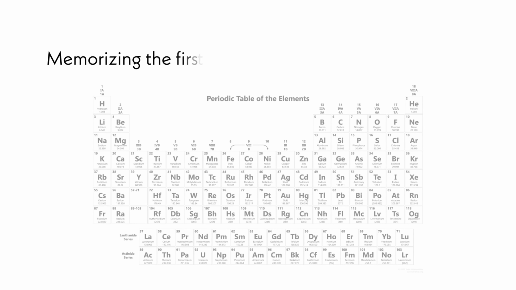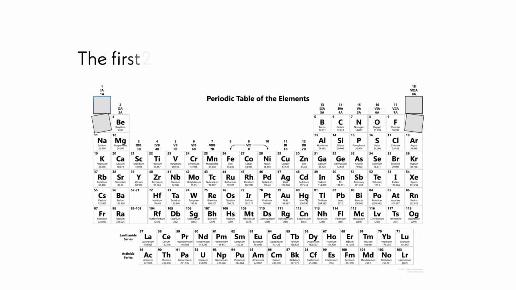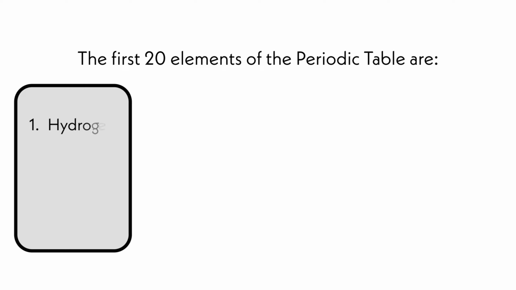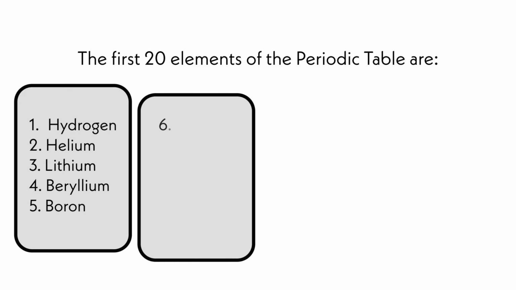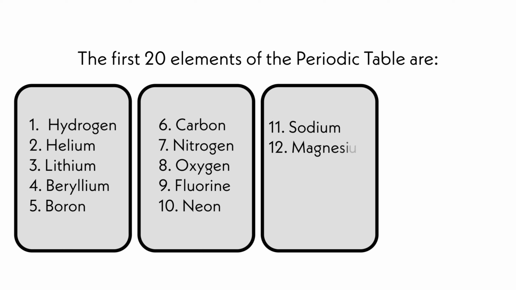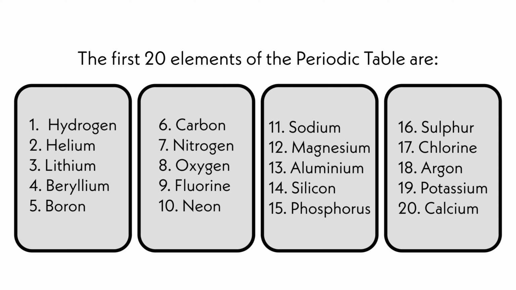Let's memorize the first 20 elements of the periodic table. The first 20 elements of the periodic table are hydrogen, helium, lithium, beryllium, boron, carbon, nitrogen, oxygen, fluorine, neon, sodium, magnesium, aluminium, silicon, phosphorus, sulfur, chlorine, argon, potassium, calcium.